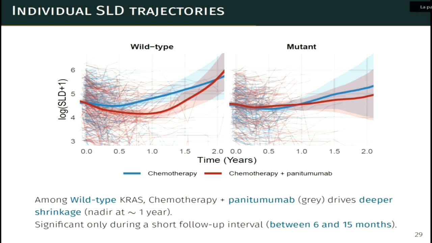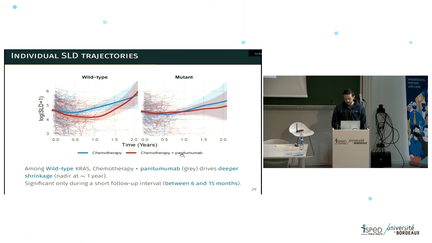Now, on average, do we have a difference between tumor size over time, conditional on treatment? Well, we do, as expected, because we know the results. So among the wild-type KRAS, we can see that the addition of panitumumab leads to a stronger decline of tumor size, and we have a significant difference between 6 and 15 months with the nadir at 1 year. So this significant difference is expected because we know this treatment should work for the wild type. And in the mutant, we can see no difference. As expected also, treatment has no effect for those patients.